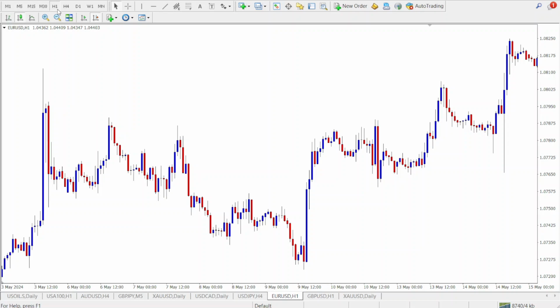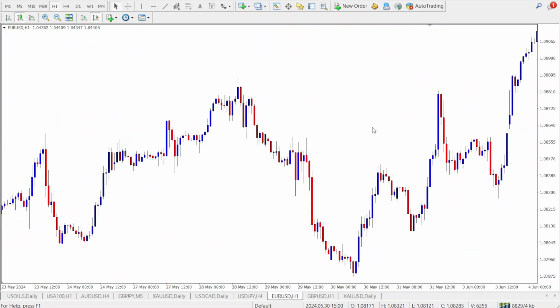Now, price action trading is all about analyzing market movement without relying on indicators. So instead of lagging signals, we use real-time price behavior to make trading decisions. This is why professional traders prefer price action over cluttered charts.